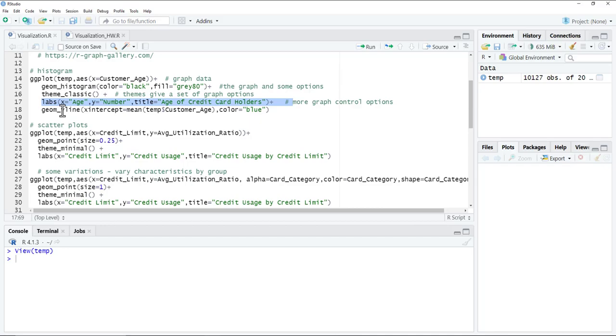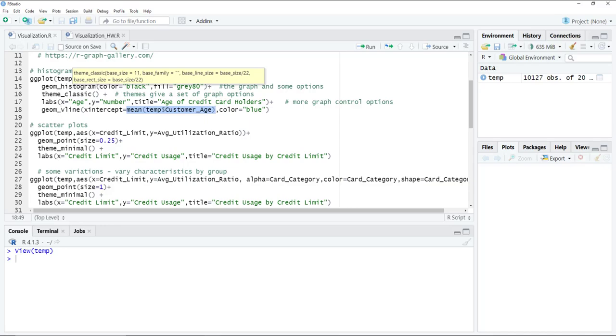Here I'm going to create a vertical line. This is the function for vertical line, and one of the inputs to that is saying where that line crosses the x-axis. That's what's called the x-intercept, and I'm going to have it at the mean of the customer age. Then I'm going to color that line blue. So all of these things, you don't have to memorize what they are, but it helps to know that those options are possible. And then you go look up how to do them.